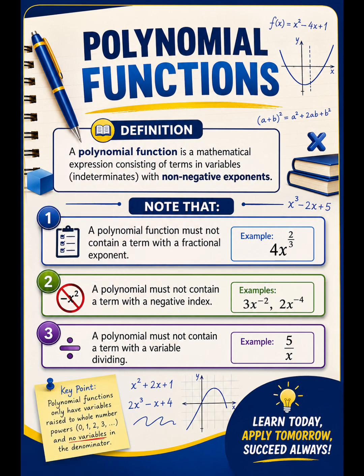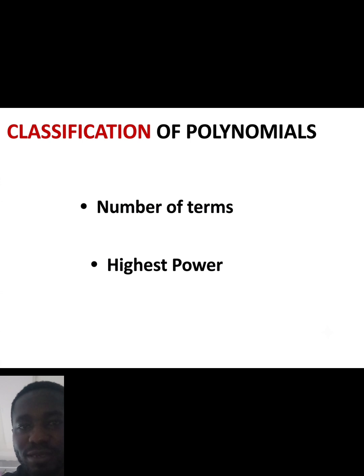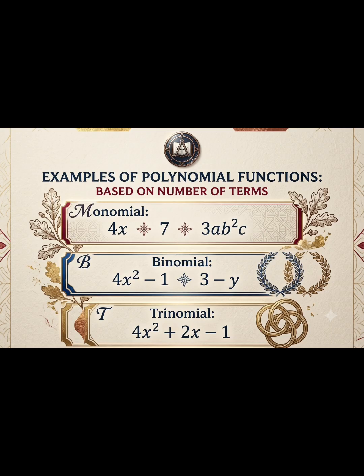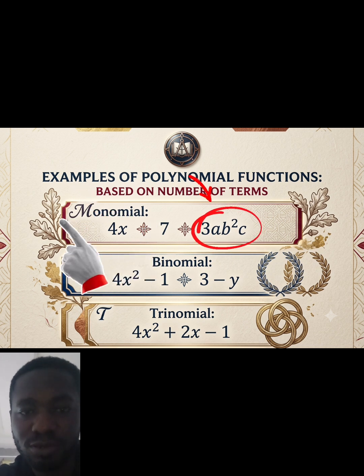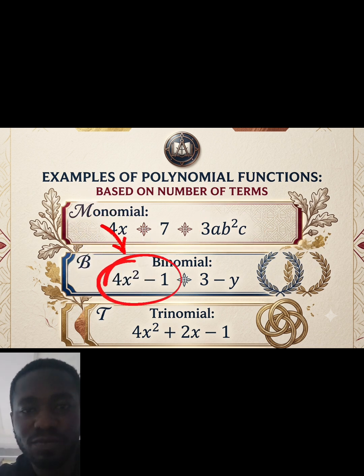So when you have a number being divided by a variable, that is not a polynomial function. It can be determined by the number of terms or the highest exponential power. And do not forget that terms are separated by the operational signs, so plus, minus. If they are determined by terms, then if we have just one term, it is known as a monomial function. If we have two terms, it's known as a binomial function.